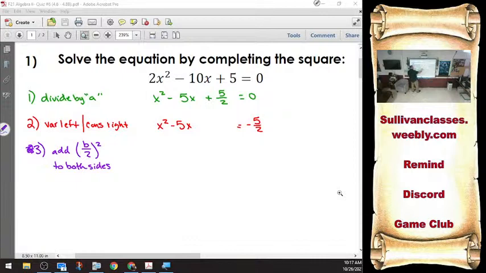So half of -5 is -5/2. Go to fraction town, don't go to decimal town, and then squaring it becomes easier because now if I take 5/2 squared, I just square 5 and square 2. Get 25/4 on both sides.